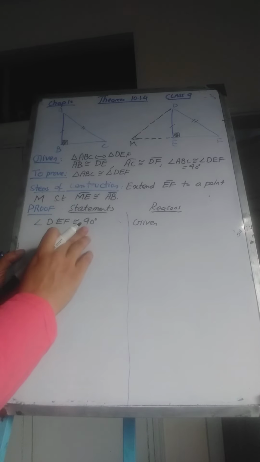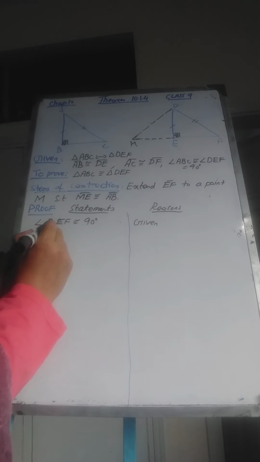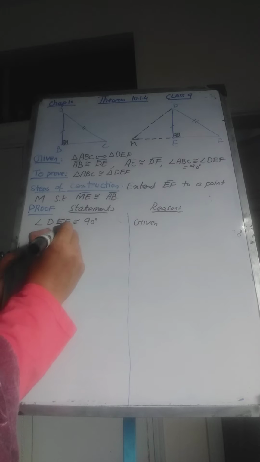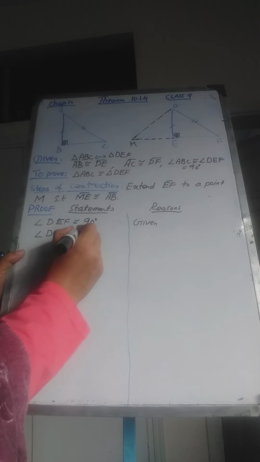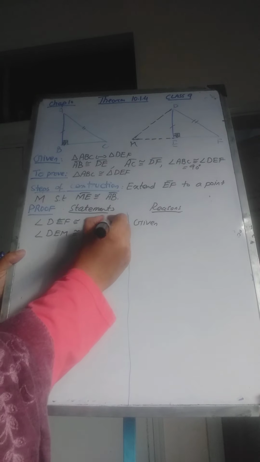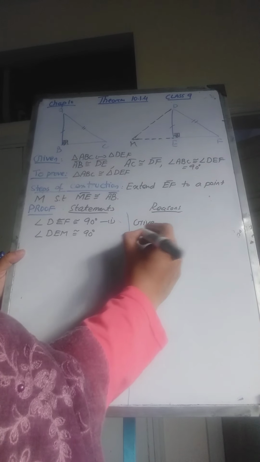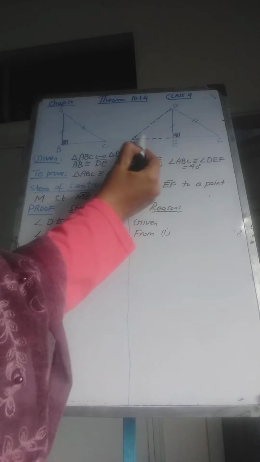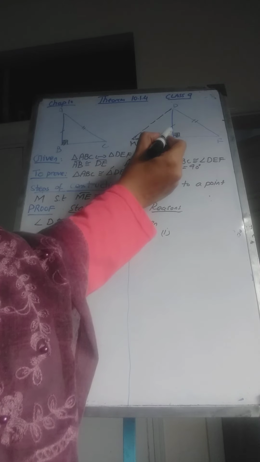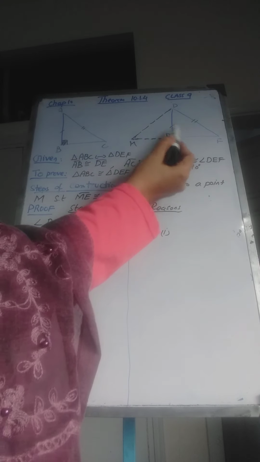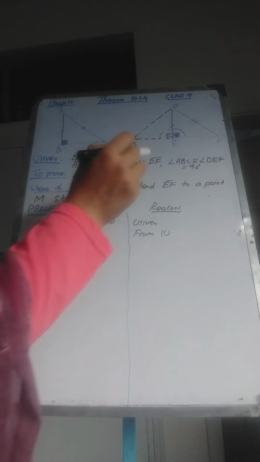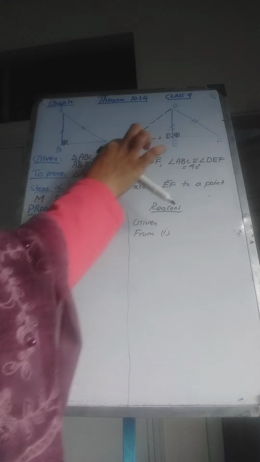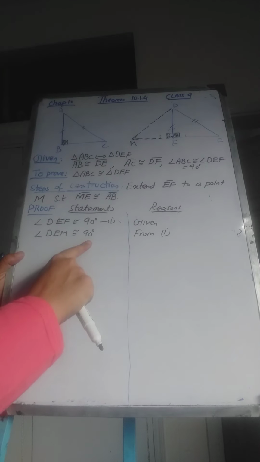Now as angle DEF is congruent to 90, so angle DEM is also congruent to 90, from 1. Angle DEF is equal to 90, and we know that this is a straight line, so this angle is also equal to 90, because the total angle on a straight line is equal to 180 degrees, and 180 minus 90 will give us 90. Angle DEM will be equal to 90 degrees.